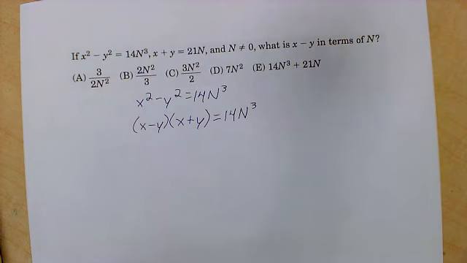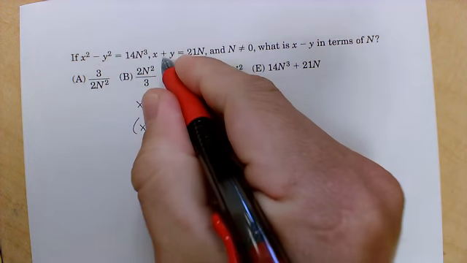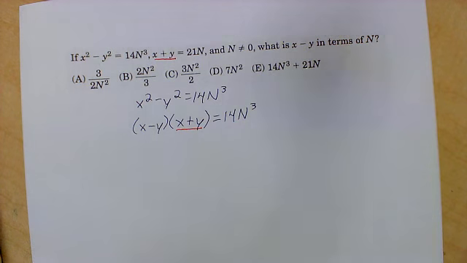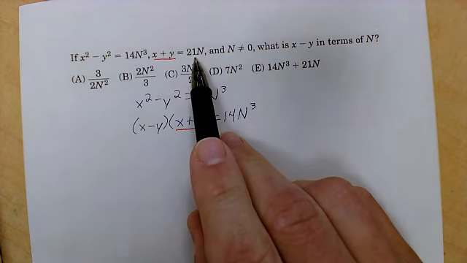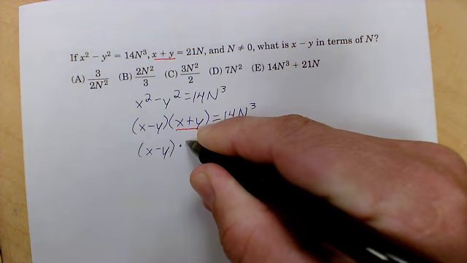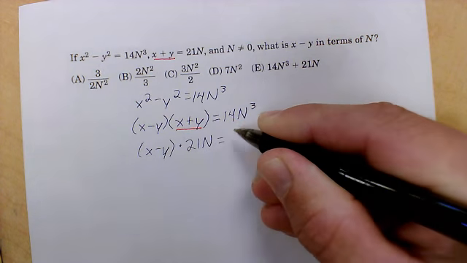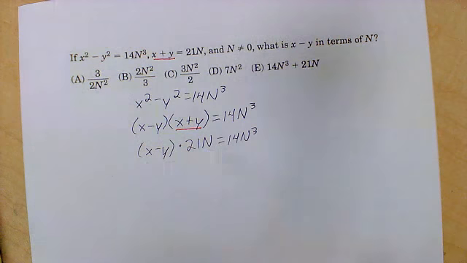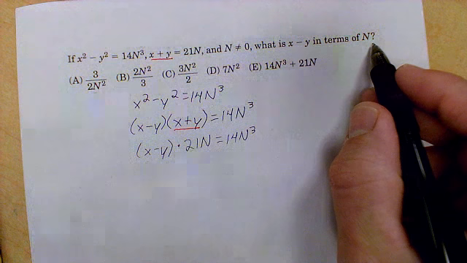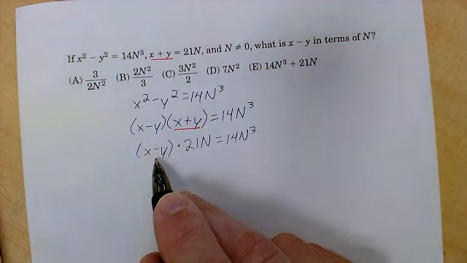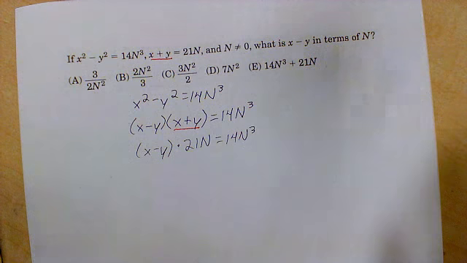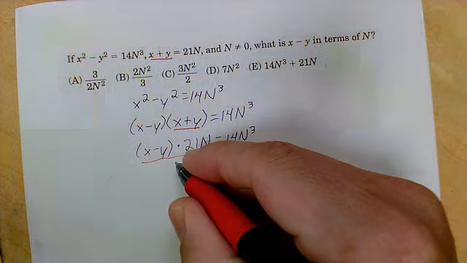Now the reason why that's super helpful here is I can actually use some substitution on this problem. So now I'm focusing on the fact that I'm seeing x plus y, and I can actually replace it now with the 21n. So x minus y is multiplied by 21n, and that's equal to 14n cubed. Alright, time to regroup and look at what our goal is. Our goal is to find what x minus y equals in terms of n. Here's my x minus y. So now, since I see it's getting multiplied by 21n, all I've got to do is just divide both sides by 21n.